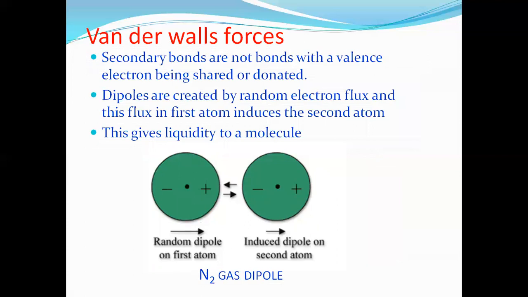The secondary bonds, the types of bonds we discussed earlier, are not exactly bonds by valence. It is just by interaction. That interaction is because of the electron flux and the charge flux, the electromagnetic force flux, which is created by the rotation of electrons in their orbits. The presence of such electron movement and partly created charges in parts of these atoms creates a dipole-dipole kind of situation, and the interaction between these dipoles creates these attraction forces.